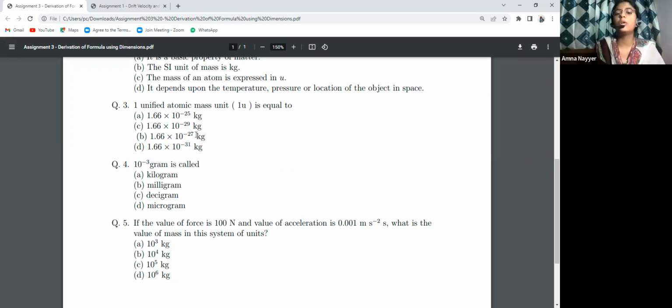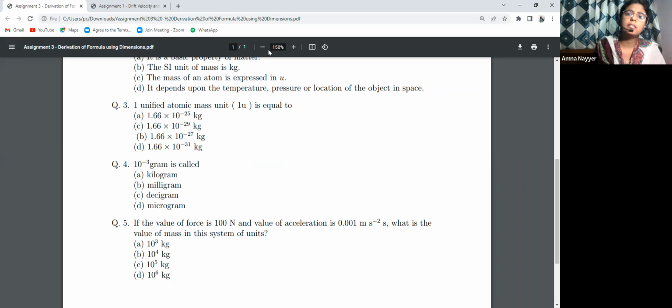And if the value of force is 100 Newton and the value of acceleration is 0.001 meter per second square, what is the value of mass in this system of SI units? See, F is equal to what? F = ma. I have told you in the formula, the whole dimensional chart that you have written. From there, you know a, you know F. Then calculate the value of m from here. So I think the answer will come 10 to the power 5.